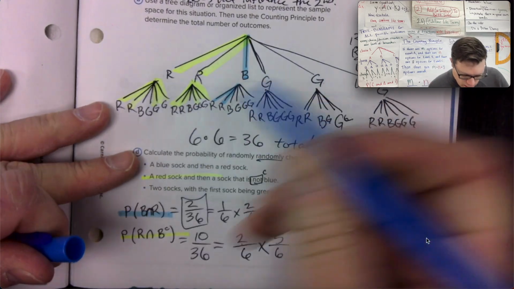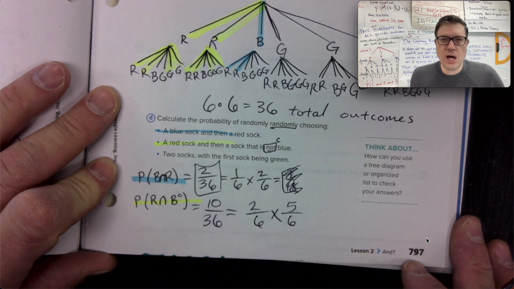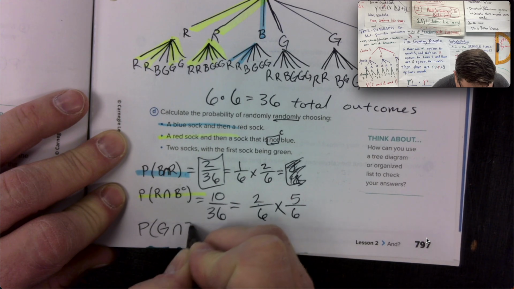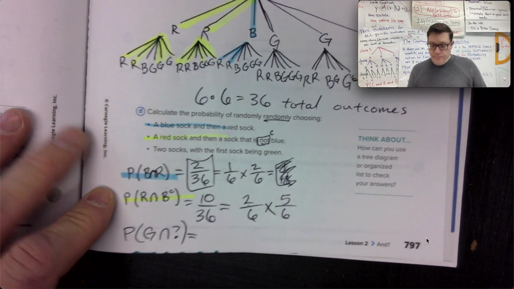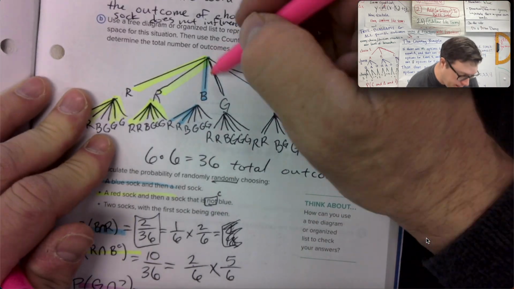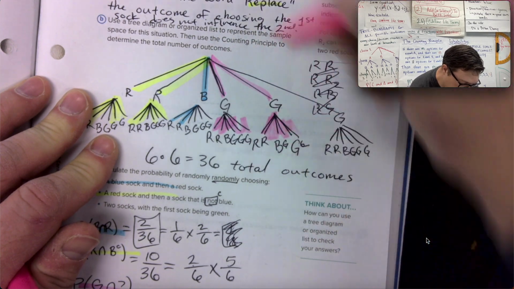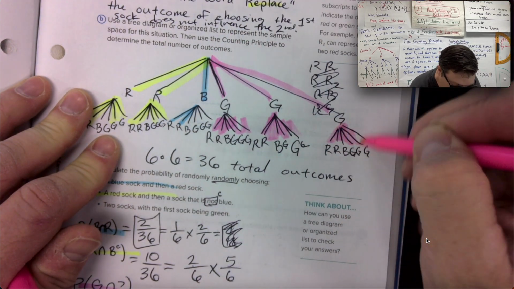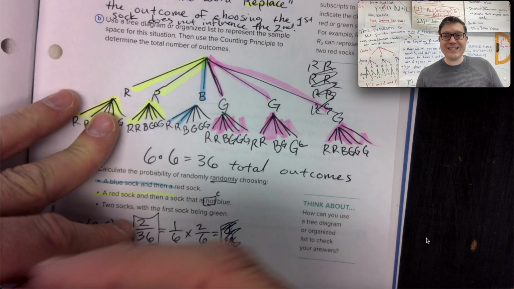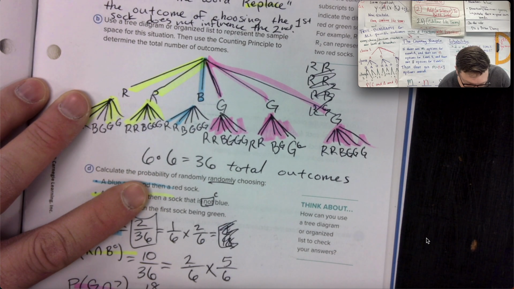So we're going to do the last probability situation here together. 2 socks, with the first sock being green. So probability of green and who cares? Let's color that one pink in terms of highlighter. That would be green, who cares? And otherwise green, who cares? Otherwise green, who cares? That would be 6, 12, 18. 18 out of 36 total combinations available.